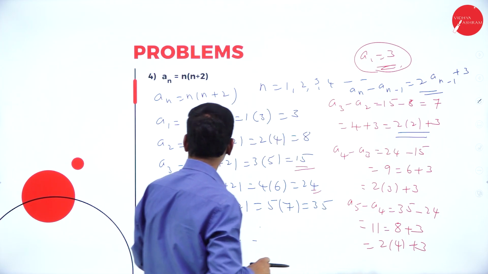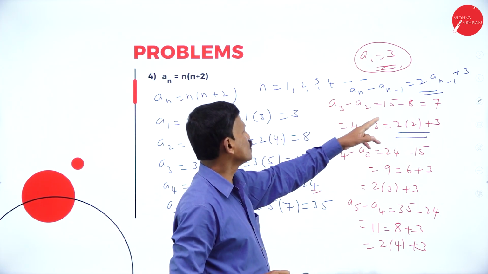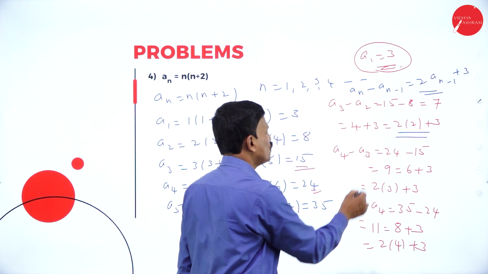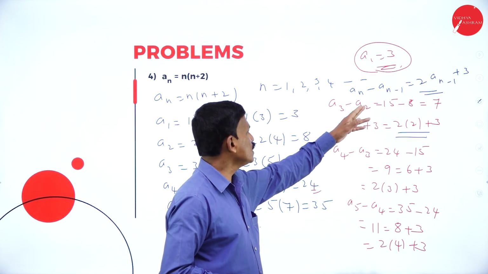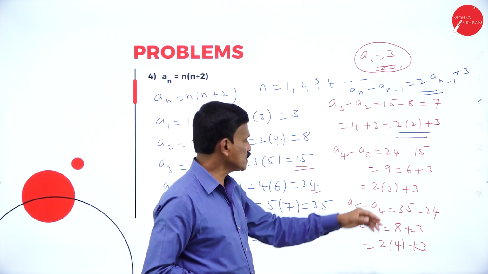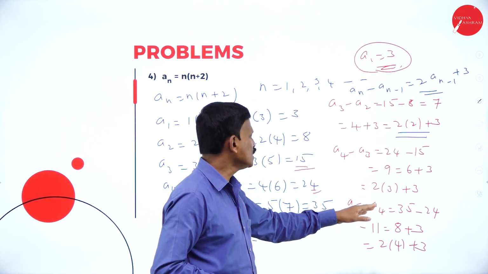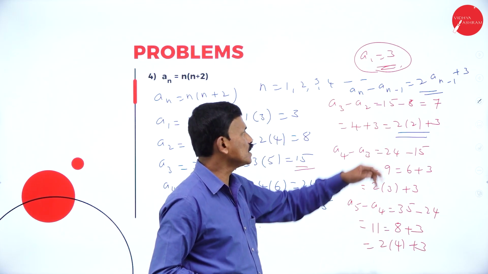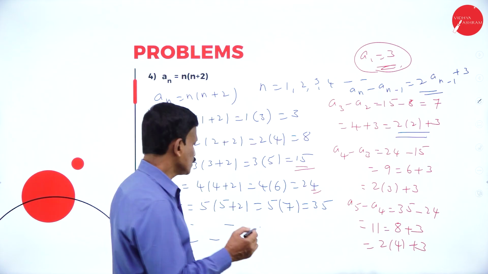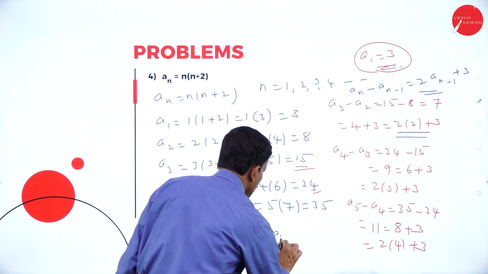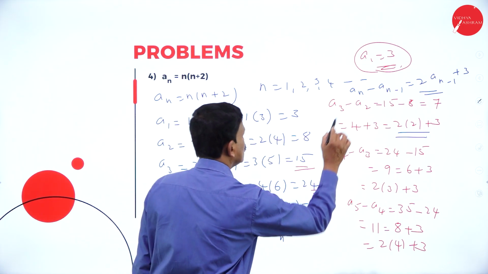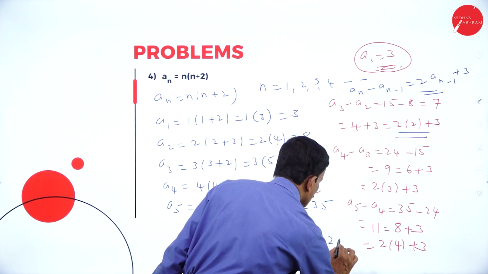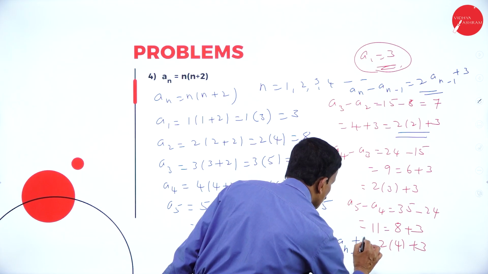What is An-1? Here An-1 is equal to 2, so 2 into 2 plus 3. Similarly, if you observe A4 minus A3, you get the same relation, 2 An-1 plus 3. Similarly for A5 minus A4, 2 into 4 plus 3 is nothing but 2 times An-1 plus 3. Therefore, An minus An-1 is equal to 2 times An-1 plus 3.